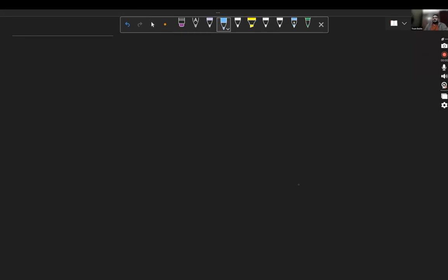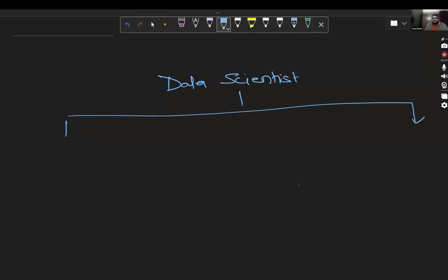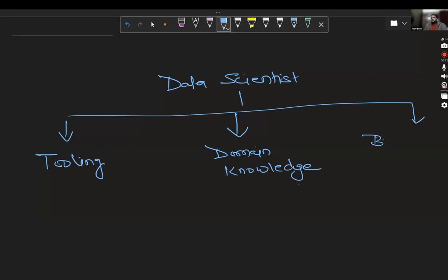So let's create a mental image of this skill set. If I say data scientist, what do they need? For someone to become a full stack data scientist, they need a combination of three things. First is what I call tooling. Second is what I call domain knowledge. And third is business expertise.